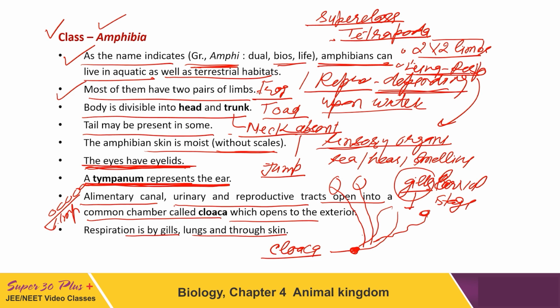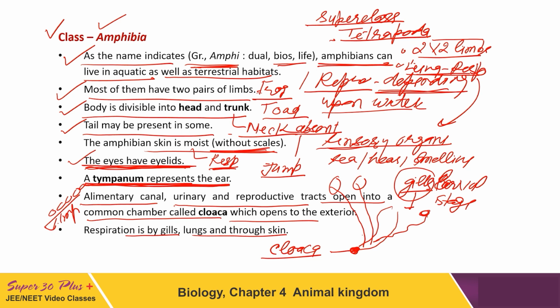Most of them have 2 pairs of limbs. Body is divisible into head and trunk. Tail may be present in some. Amphibian skin is moist, without scale, and this moist skin helps in respiration. The eye is with eyelids. Tympanum represents the ear.